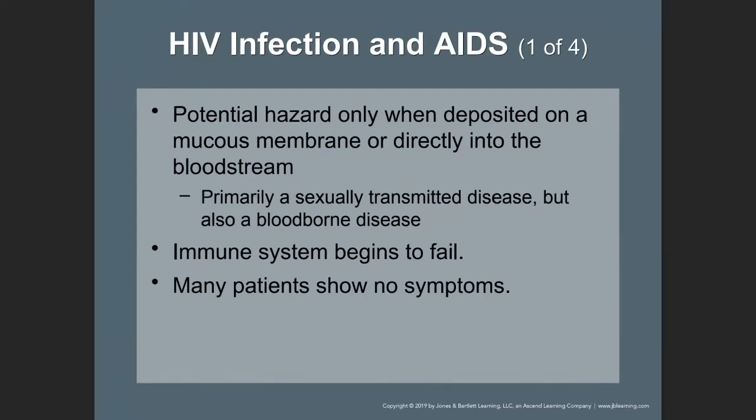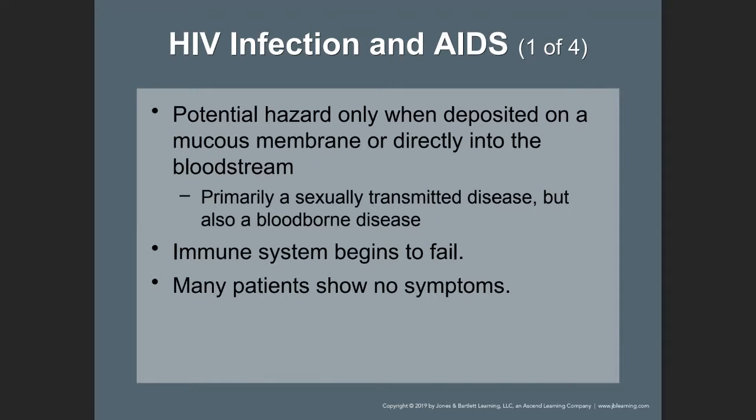HIV infection and AIDS. Potential hazard only when deposited on a mucous membrane or directly into the bloodstream. Primarily a sexually transmitted disease, but also a blood-borne disease. And persons who are addicted to illegal drugs that they take via the IV route are high risk because these patients share needles, so they are at high risk for blood-borne transmission.